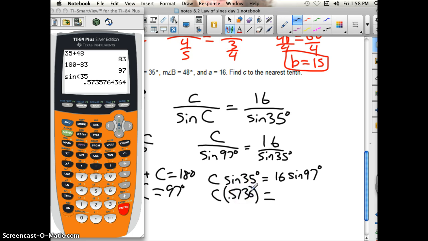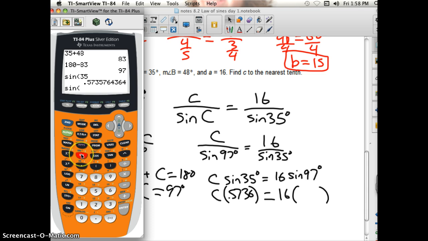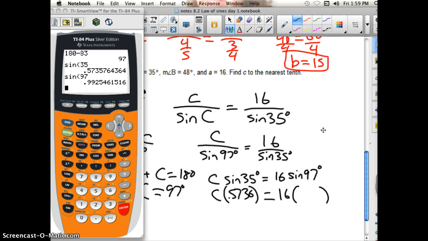0.5736. It's going to equal 16 times, we're going to evaluate the sine of 97. Sine 97. So accurate to 4 decimal places, that's going to be 0.9925. Now I multiply that by 16.